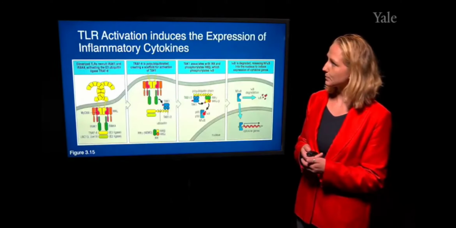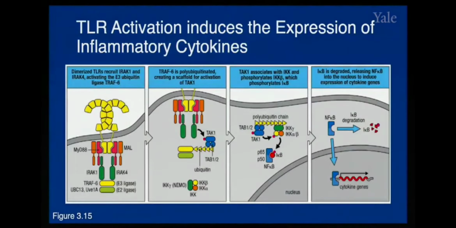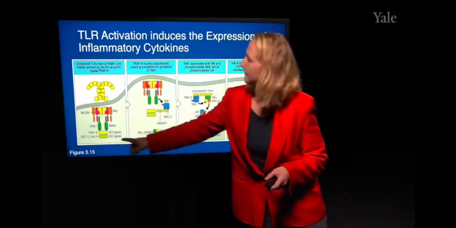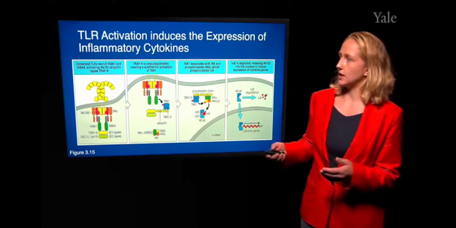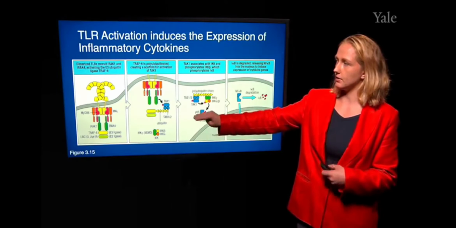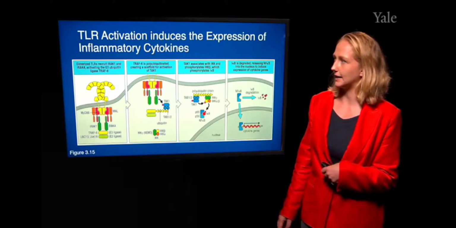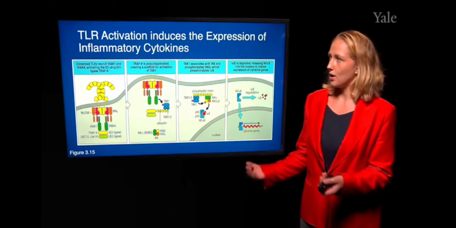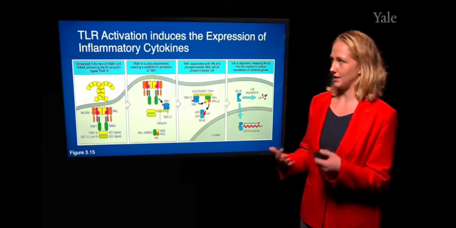So TLR activation induces the expression of a variety of different inflammatory cytokines that allow for the continuation of an immune response. So as I mentioned previously, TLR molecules dimerize and then recruit other signaling pathways based on their TIR domains that are in the cytoplasm, as seen here. So for example, in this situation, the TLR has recruited two different molecules called IRAK1 and IRAK4, which then trigger the activation of the E3 ubiquitin ligase, TRAF6.